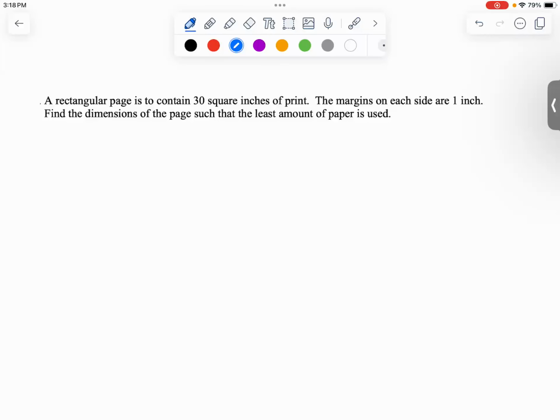All right, so we have a rectangular page that is to contain 30 square inches of print. So that means you are given the area. Okay, so that's 30 square inches. The margin of each side is 1 inch.